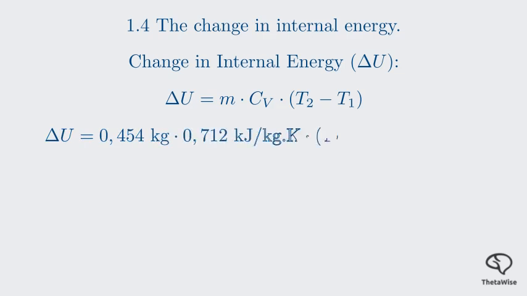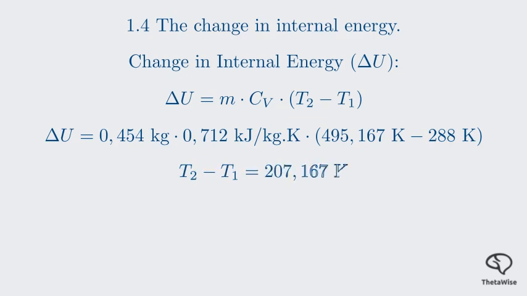We will use the precise value of T2 we calculated earlier, 495.167 minus 288. Let's calculate the value inside the parentheses first. The change in temperature, T2 minus T1, is 207.167 Kelvin. Now we complete the multiplication.